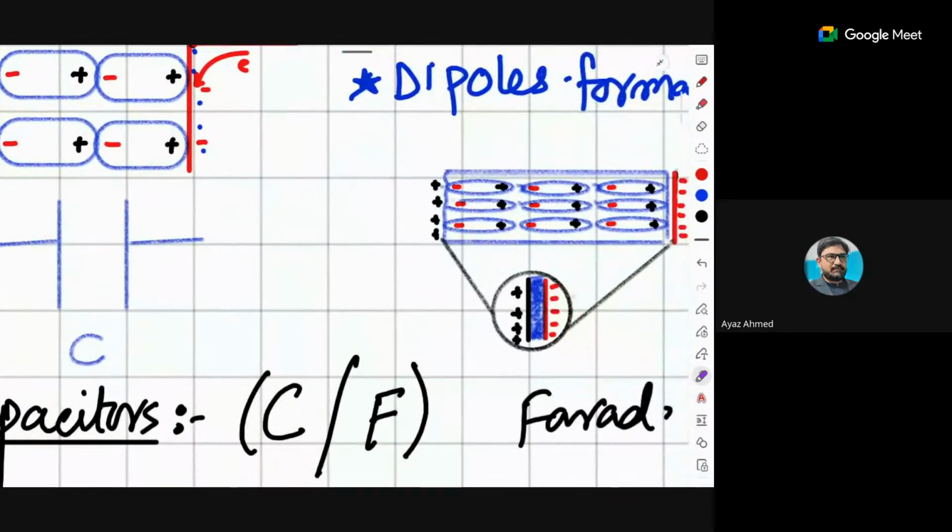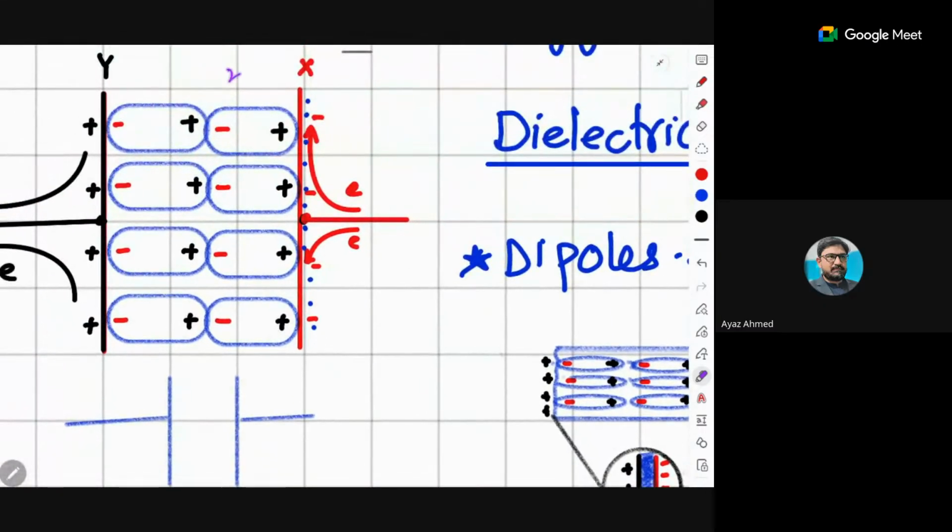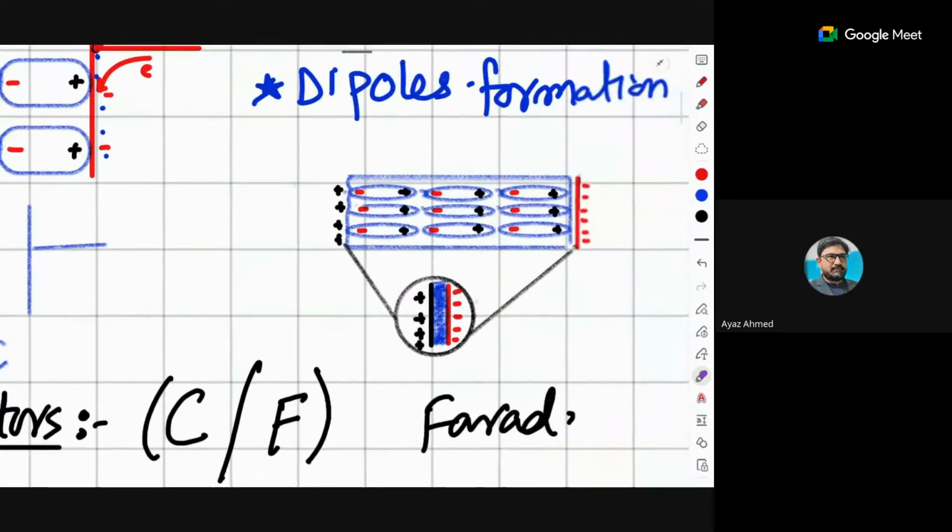Diagram number one, this one. This is a little bit zoomed out, zoomed in, and this is zoomed in at the micro level. So here I have shown you at the micro level what actually happens inside the dielectric material or inside the domain. I hope this is clear to you.